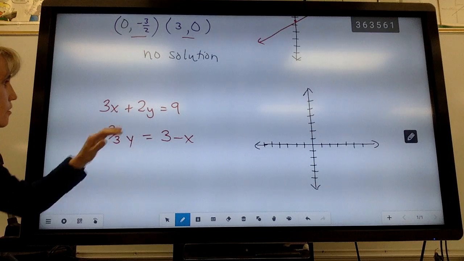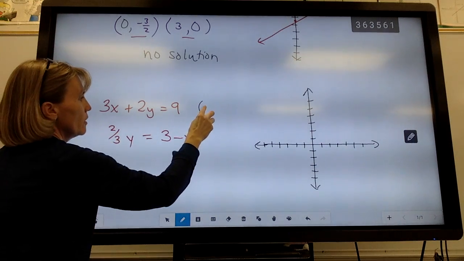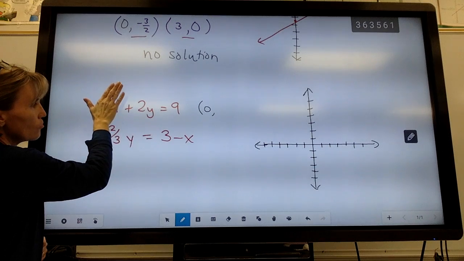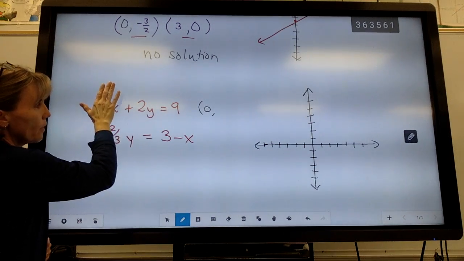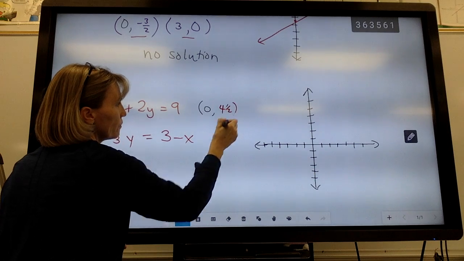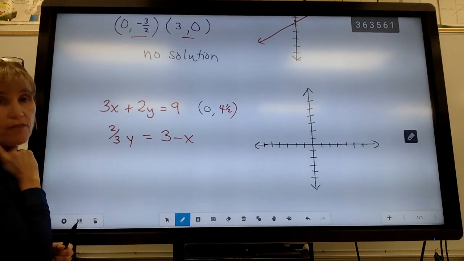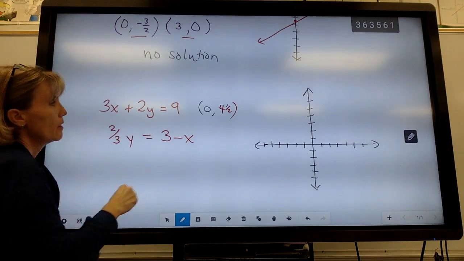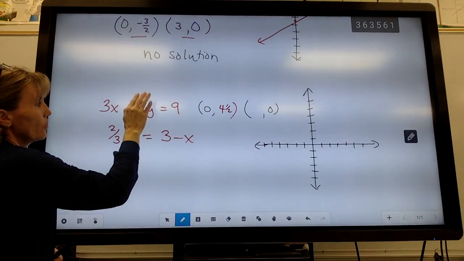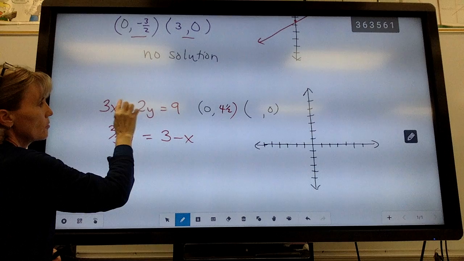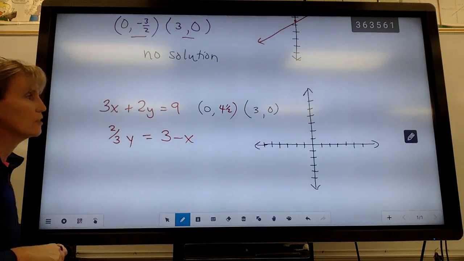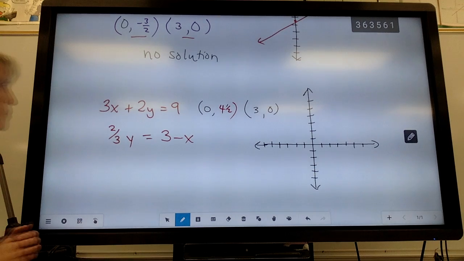If I want to find the intercepts here, I would be putting a 0 in for the x. If I put a 0 in here, 3 times 0 is going to drop out. If I divide both sides by 2, 9 over 2 is 4.5. Okay, and then if I put a 0 in for y, that's going to drop out. If I divide both sides by 3, I'm going to get 3. Okay, so (3, 0) and then (0, 4.5).